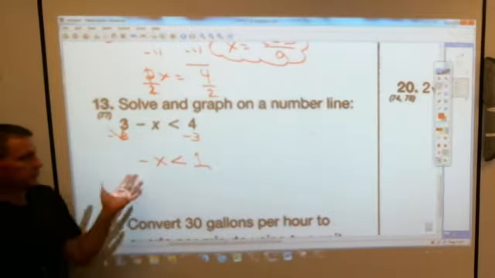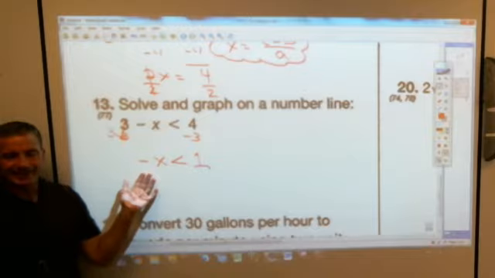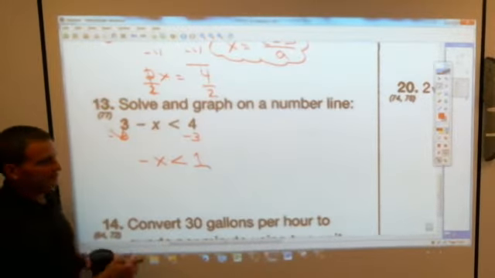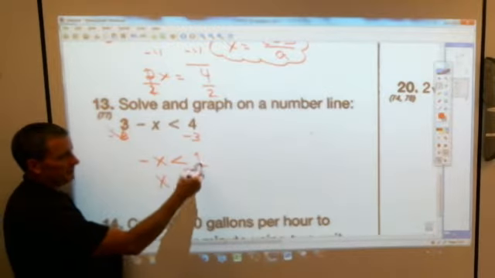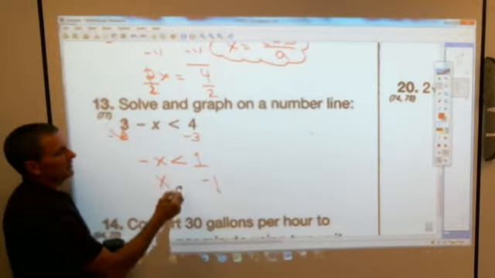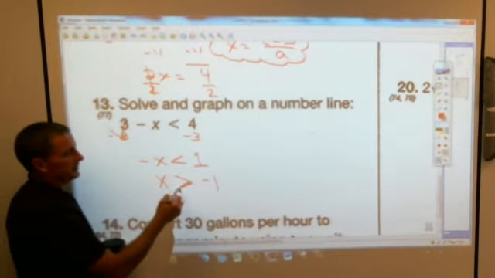Okay, here's where the issue comes in. I can't have a negative x, so I need to make it positive. But when I make it positive, this has to change to its opposite, as does this sign.